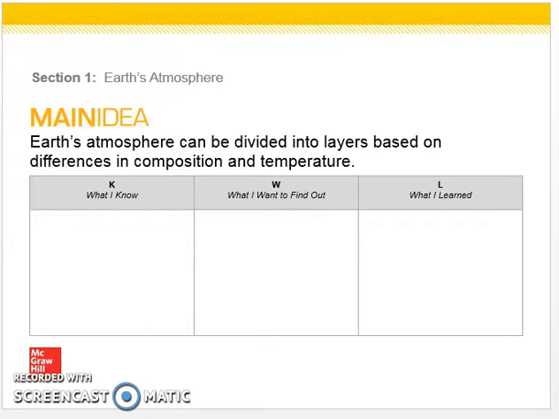Physical Science, Chapter 28. This is PS 28.1. And Section 1 is all about Earth's atmosphere. The main idea is Earth's atmosphere can be divided into layers based on differences in composition and texture.